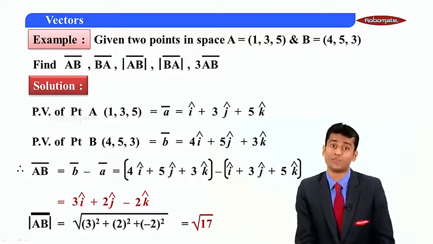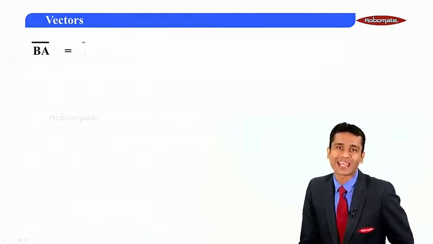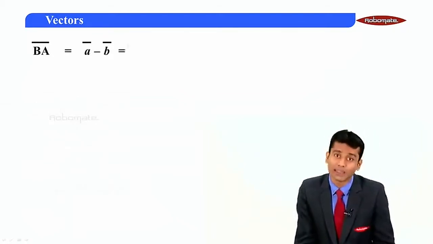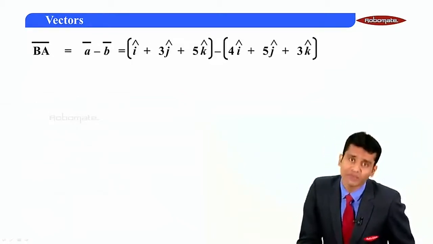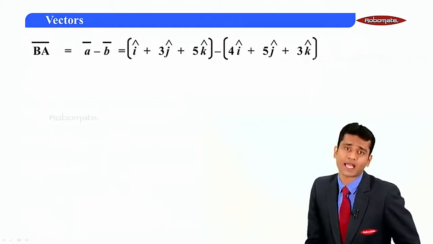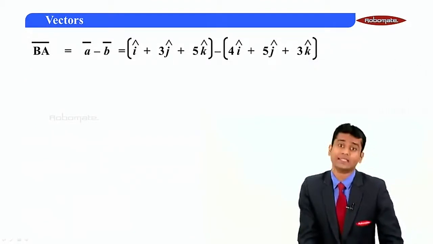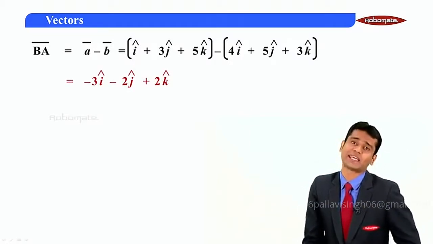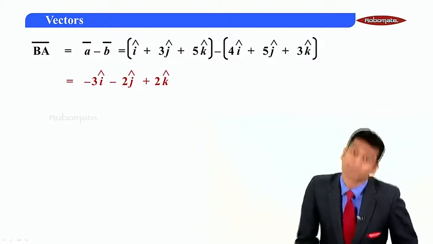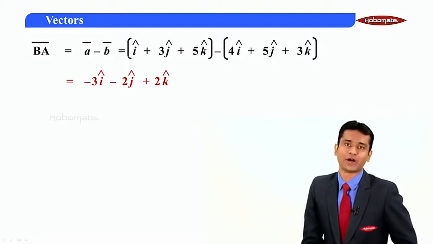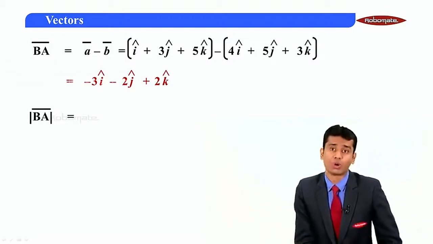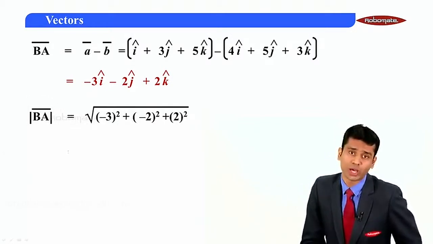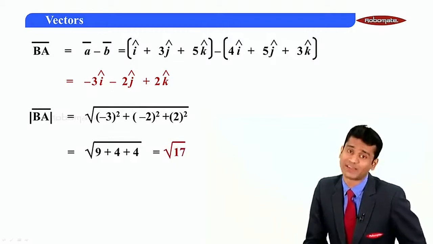Now let us find BA bar. What is BA bar? a bar minus b bar. Yes, final point minus initial point. Substitute the values of a bar and b bar. After simplifying, what do we get? i cap minus 4i cap is minus 3i cap, 3j cap minus 5j cap is minus 2j cap, and 5k cap minus 3k cap is plus 2k cap. What is the magnitude of BA bar? Root of minus 3 square plus minus 2 square plus 2 square, which is equal to again root 17.